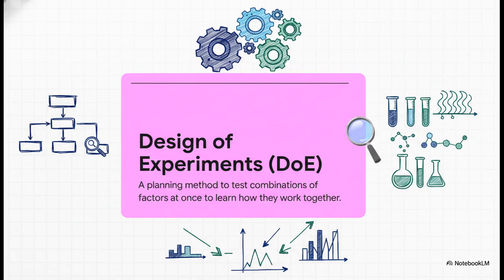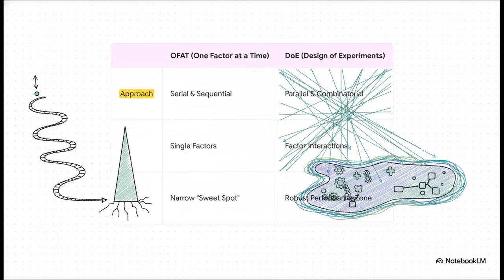That's it. Instead of testing one thing at a time, you test a carefully chosen set of combinations all at once, so you can learn which factors really matter and, most importantly, how they work together. And this table just lays it all out perfectly.